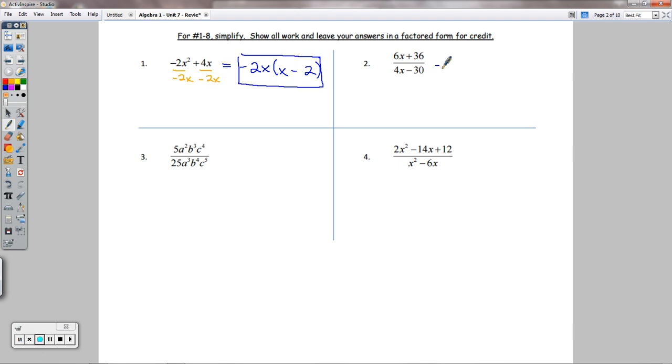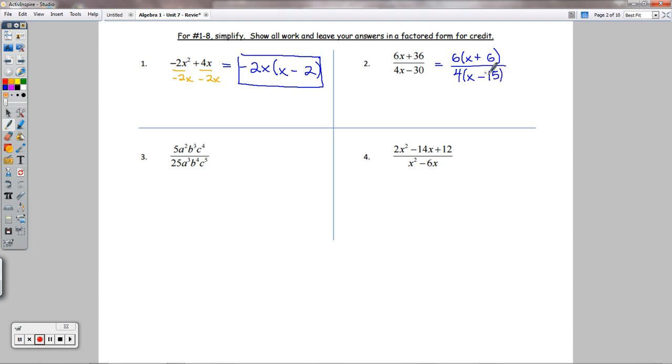For number 2, if there's a GCF, always try to take any GCF out first when we're dealing with rational expressions like this. So here I could take out a 6. I'd have x plus 6 left. And then here on the bottom I could take out a 4. I'd have x minus 15 left.